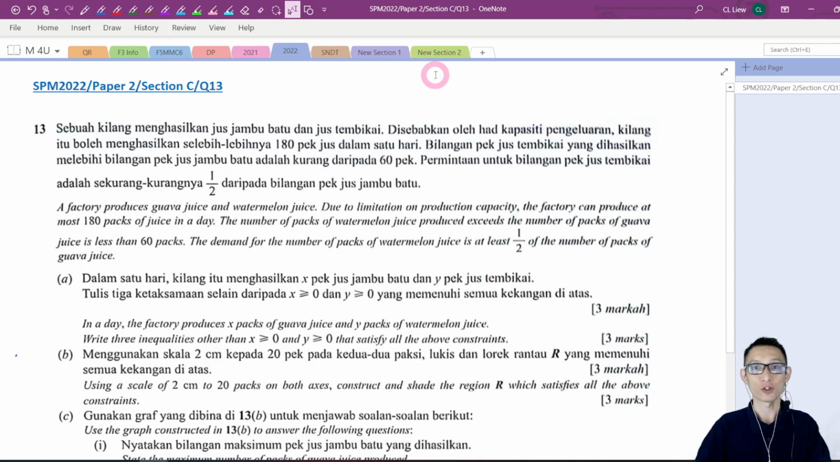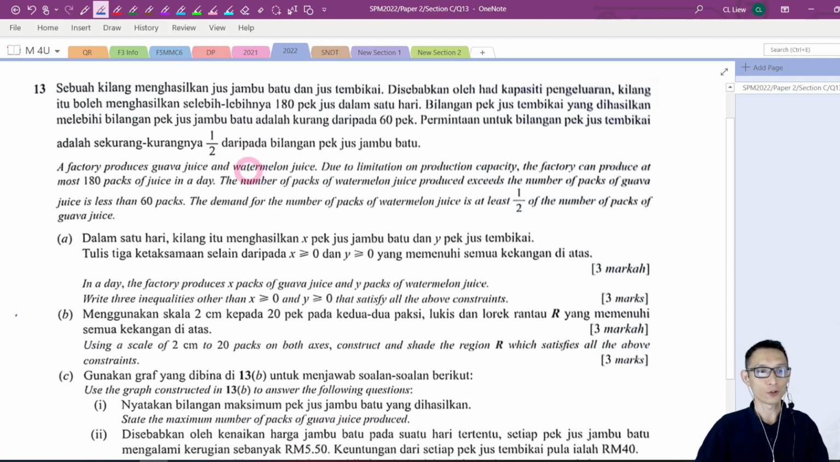Hi, let's try to solve this question. This question is taken from SPM 2022, Paper 2, Section C, and it is from your Form 5 Math, Chapter 7, Linear Programming. Now let's look at these questions.